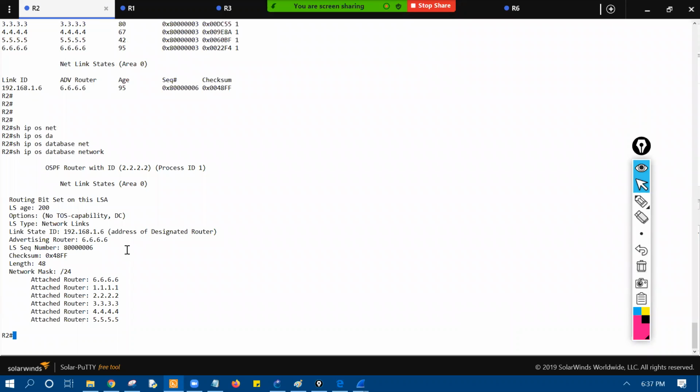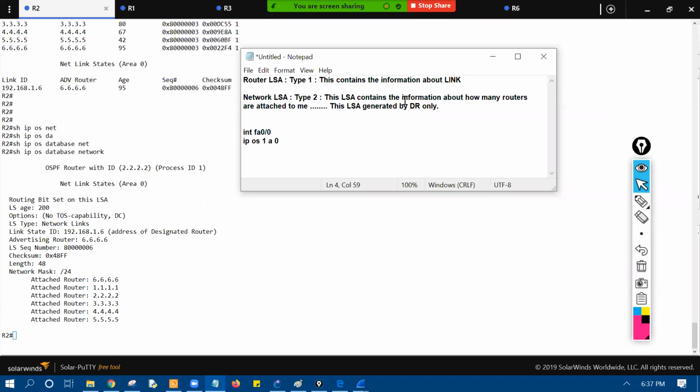And now have a look over there. What I told you, that this network LSA is going to contain the information about how many routers are attached to me. So this is saying that I have R6, and this is the IP of the DR. It is saying that I have 6 routers attached to me.